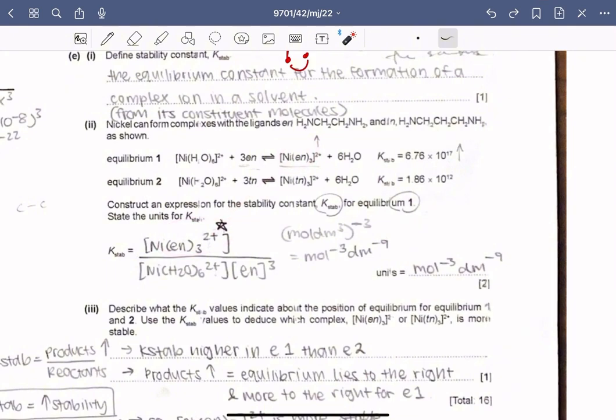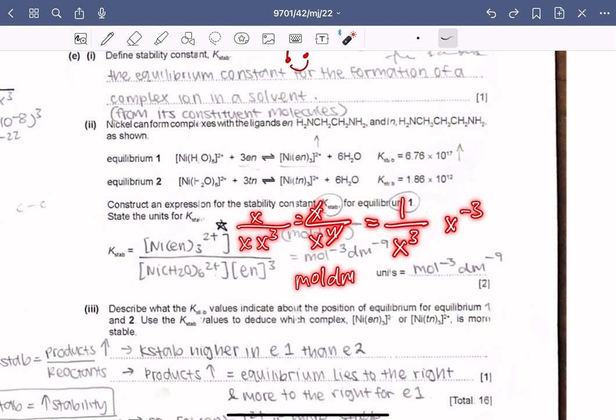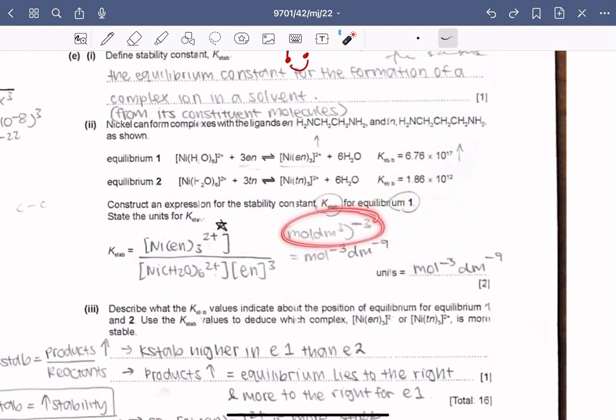Over reactants. And because this has a coefficient of 3, you power 3, and so the units: x over x cubed is equal to x over x to the 4, which is equal to 1 over x cubed, so x to the power negative 3. So mol dm^-3 raised to the power negative 3 becomes mol^-3 dm^9. And this is the units.